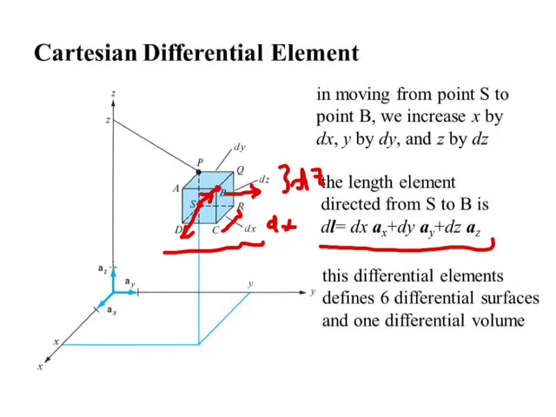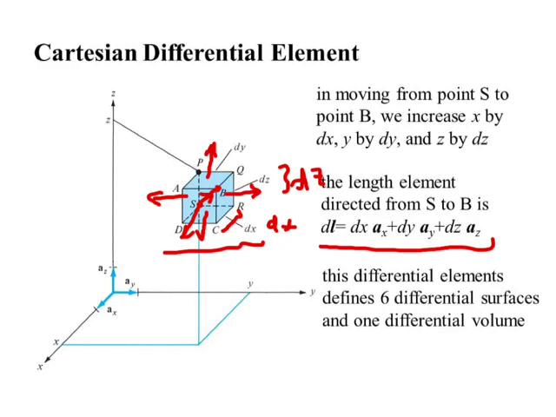We define for this element 6 faces. Let's be more specific. One is pointing in the x direction. The other one in the back is pointing in the minus x direction. One to the side is pointing in the y direction. The other one on the other side, in the back, is pointing in the minus y direction. And then the top one is pointing in the z direction, and the bottom one is pointing in the minus z direction. So we define 6 differential surfaces.